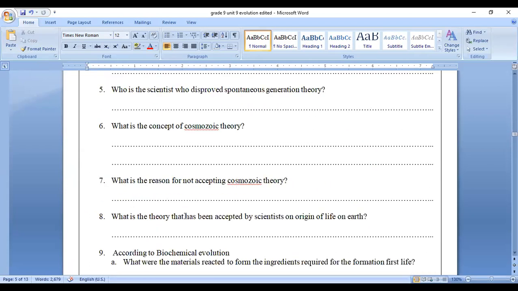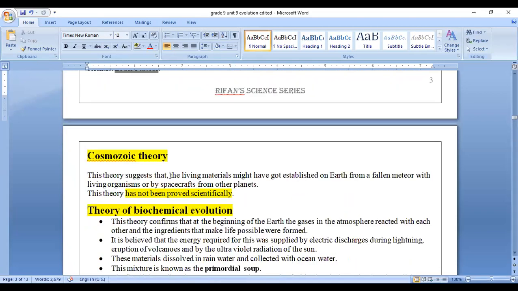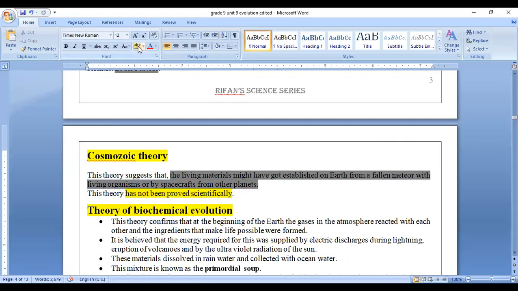What is the concept of cosmozoic theory? This is the concept, the grey color portion. The living materials might have got established on Earth from a fallen meteor with living organisms or by spacecrafts from other planets.